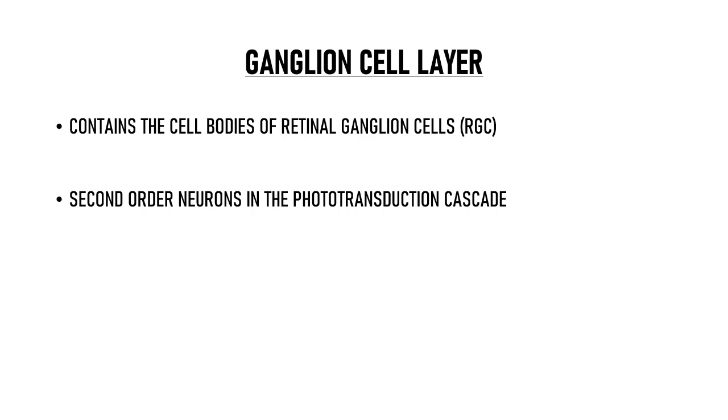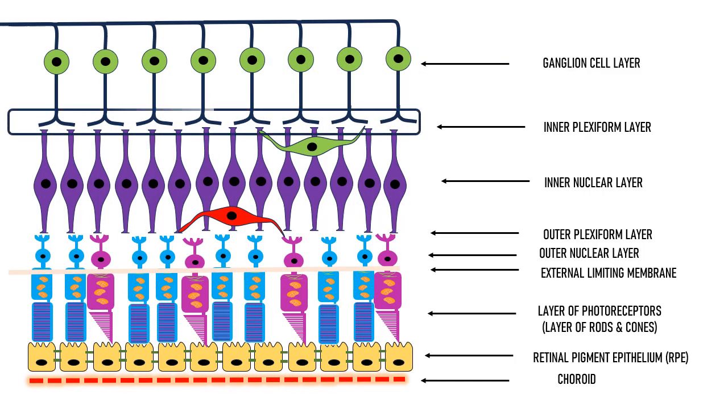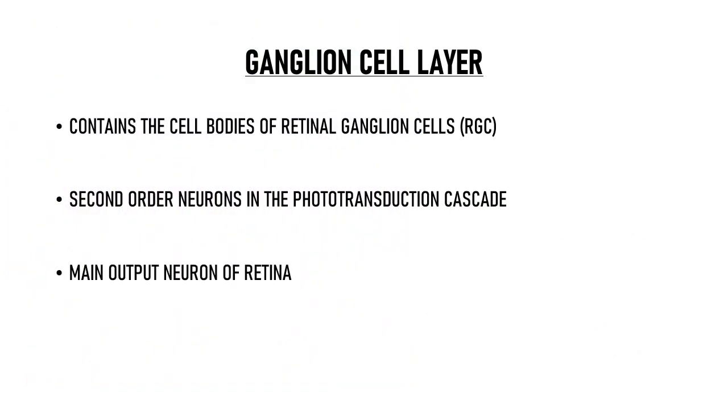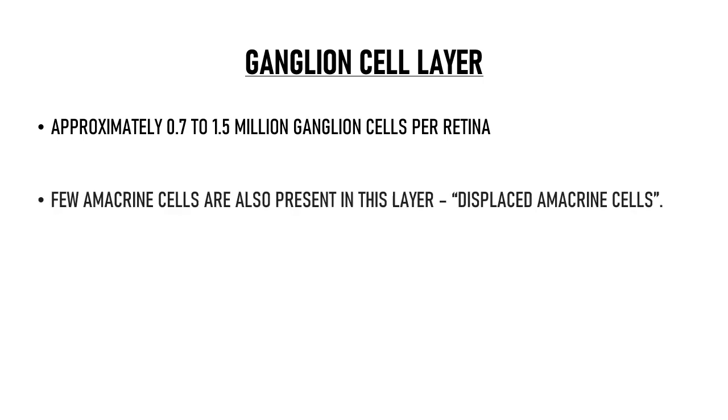Ganglion cells are the second order neurons in phototransduction cascade because, as we just learned, they synapse with bipolar cells in the inner plexiform layer. RGC is the main output neuron of retina because through them the visual signal travels out of the retina to further travel through the optic nerve. We will see how that happens. So there are approximately 0.7 to 1.5 million ganglion cells per retina in a young adult.